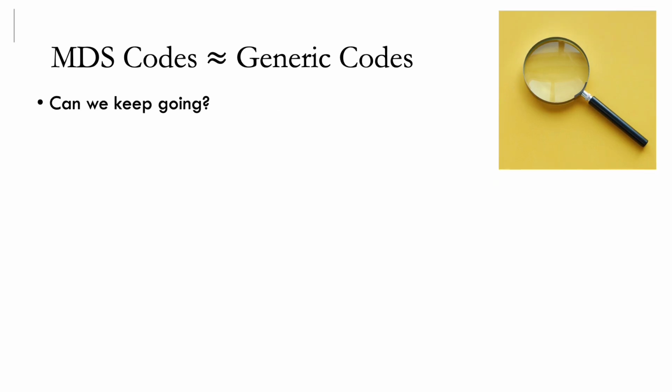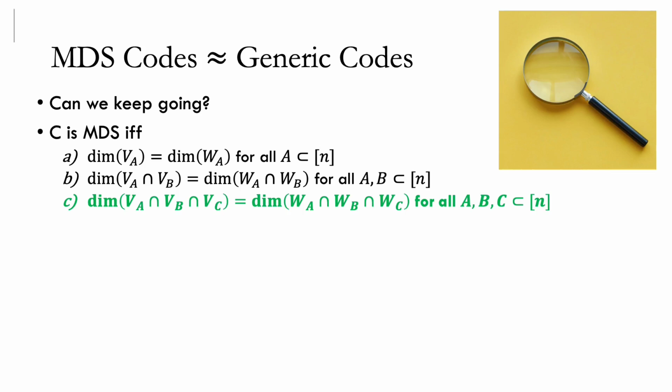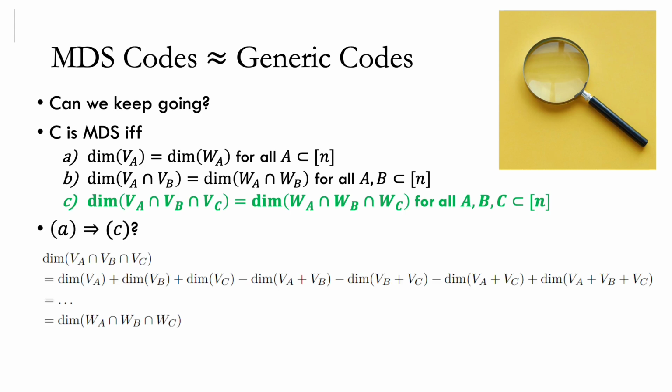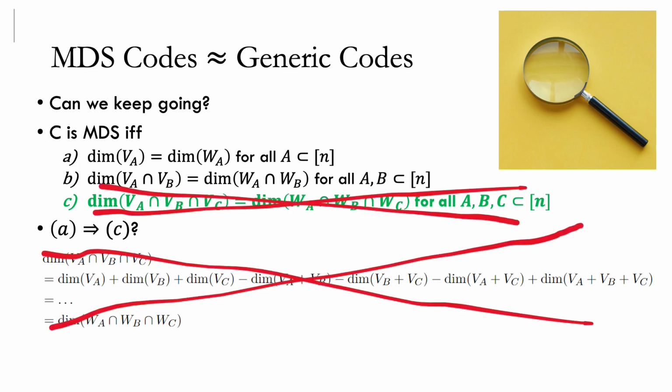Now, you might be asking, can we keep going? So let's now try to take the intersection of three sets. Are these equal? The proof seems to almost write itself, as if I take these intersections as spaces and then just use inclusion-exclusion, again I'm just going to get sums and differences of some sums. These sums become unions, and then we can swap it out. However, this proof idea is completely wrong.